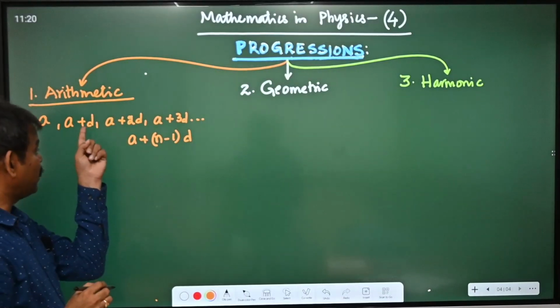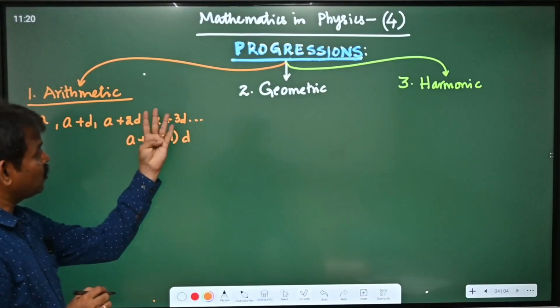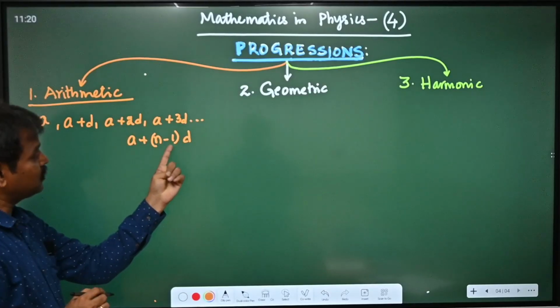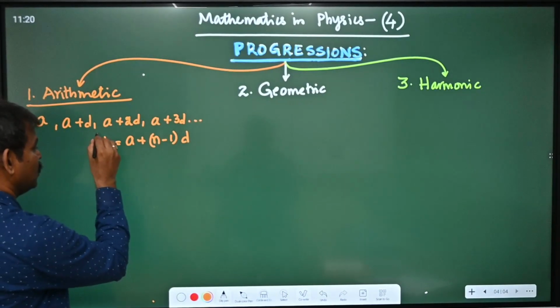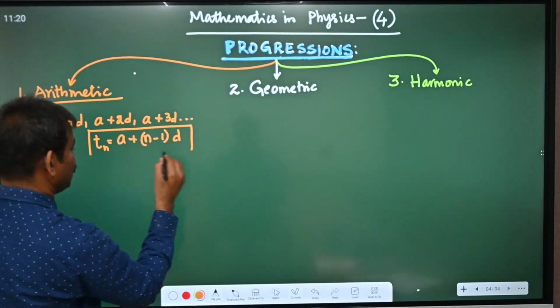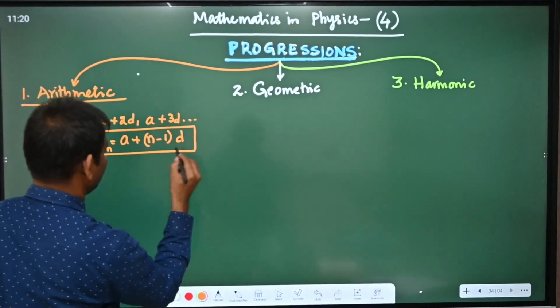Second term is A plus 1D. Third term is A plus 2D. Fourth term is A plus 3D. Nth term is A plus n minus 1 into D. So that's why this is also called the nth term of arithmetic progression.